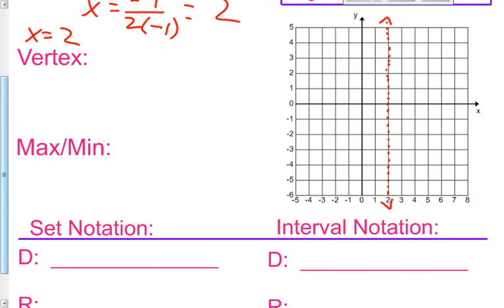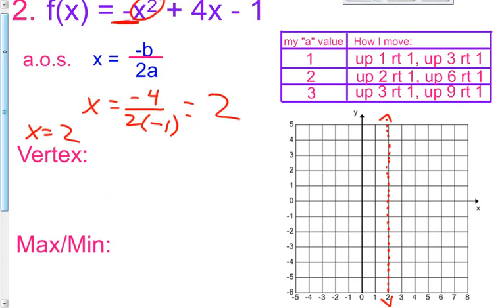Your vertex, you find that by substituting. So instead of y equals negative x squared plus 4x minus 1, it's y equals negative 2 squared plus 4 times 2 minus 1. Now be very careful, class, with this negative sign.